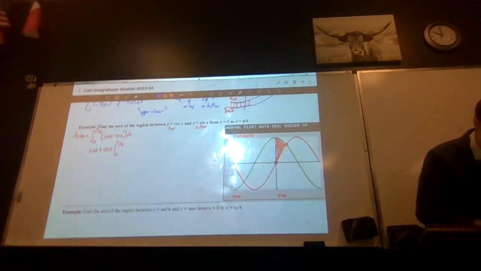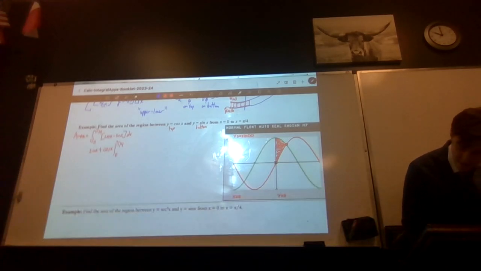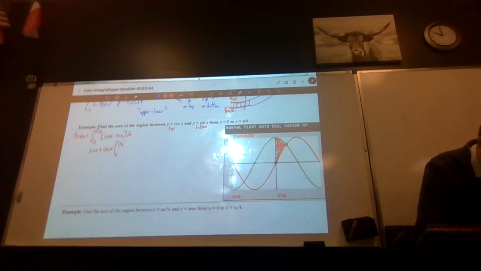Then I'm going to go ahead and input both of these. What is the sine of x plus cosine of x going to be equal to? We get the sine of pi over 4 plus the cosine of pi over 4 minus sine 0 plus cosine 0.